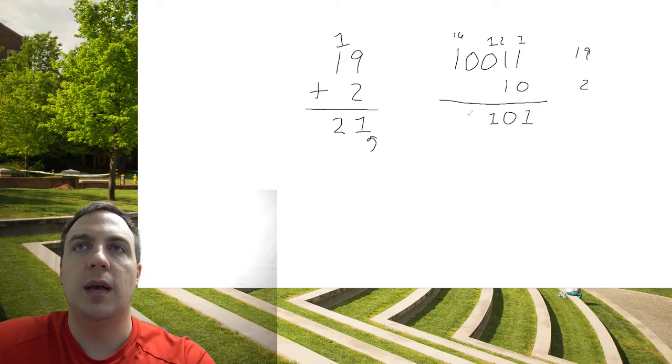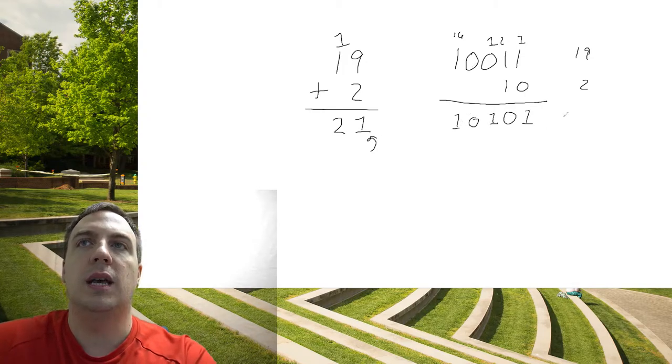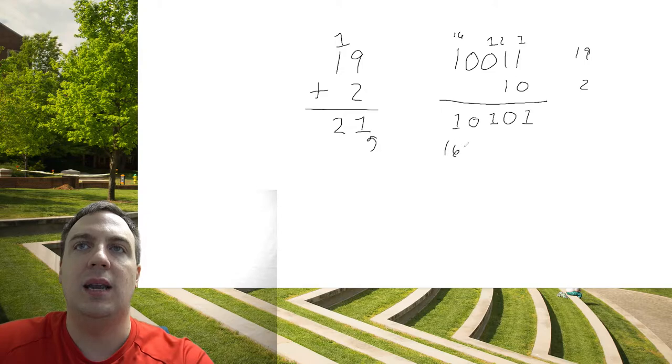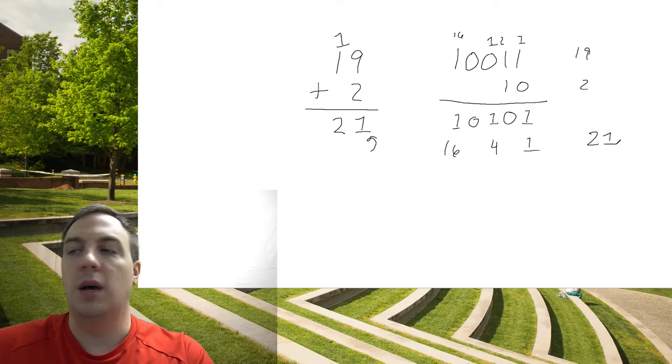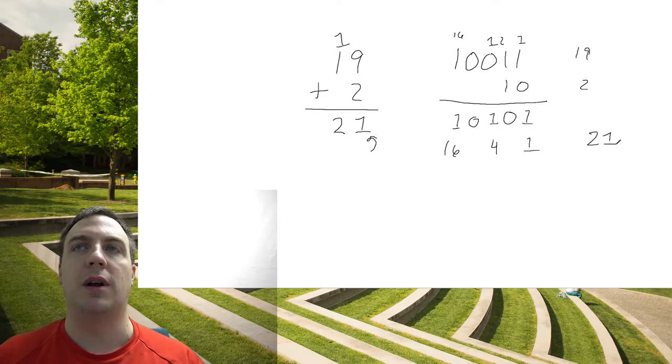We have 0, and we have a 1 here. So now let's take a look at what that's going to give us. That's 16, that's the 8's place, that's the 4's place, and that's the 1's place. So that gives us 21. Notice we get the same result, we just have to be very careful.